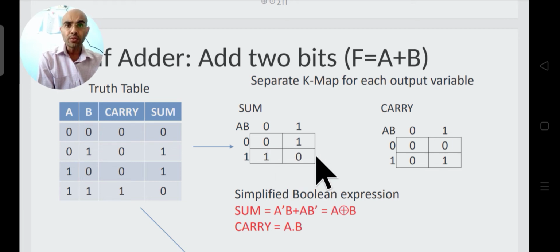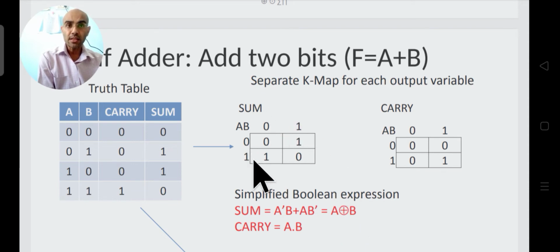Then, following the rules, if I try to form pairs or groups, I can see that I cannot form a quad, because there are 2 zeros, not all ones. So then we try to find a pair, and still we can see that no 2 ones are in adjacent cells, so we cannot form a pair either. So if we write these terms separately, we find the sum expression is A complement B plus A B complement, which is nothing but an XOR gate.